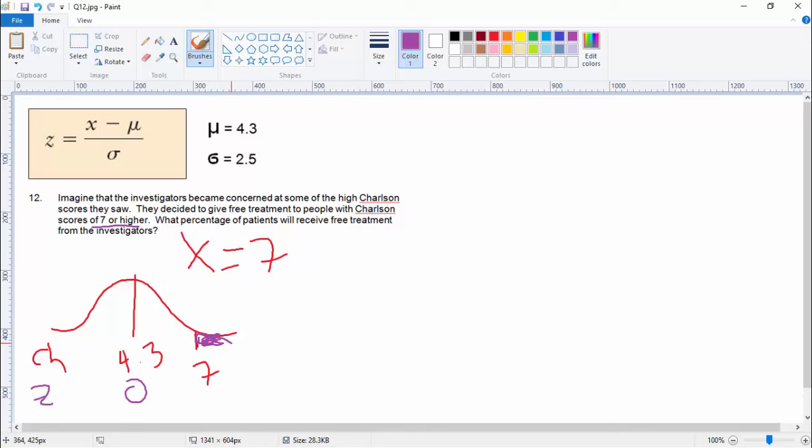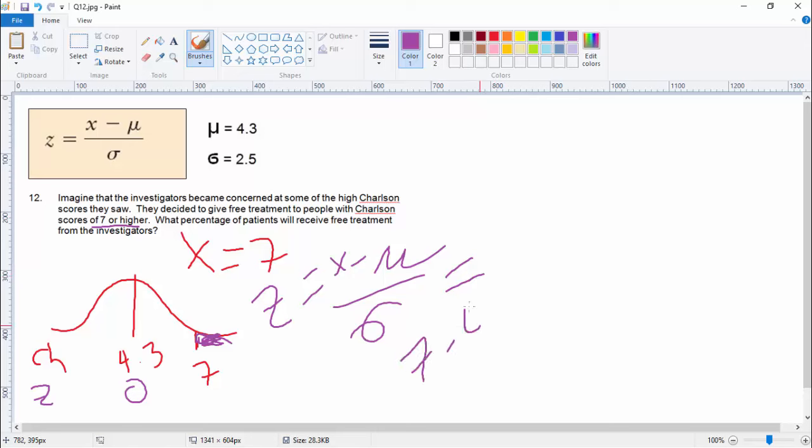And then we fill in the equation. First I have to obligatorily rewrite it. And then that equals, I can write it below it, 7 minus 4.3 divided by 2.5. So what does that equal? I already worked it out. It's 1.08.